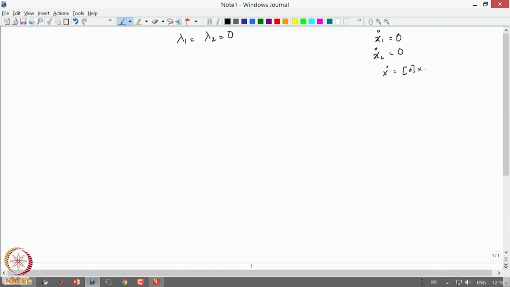That could happen in cases when I have systems of the form z1 dot is z2 and z2 dot is 0. So, in this case the A matrix is of the form 0 1 0 0, and if you compute the eigenvalues they will turn out to be 0 comma 0. So, the A matrix is not completely 0 here, it has a non-zero entry, but still both of the eigenvalues are 0. You can check this as a simple exercise.